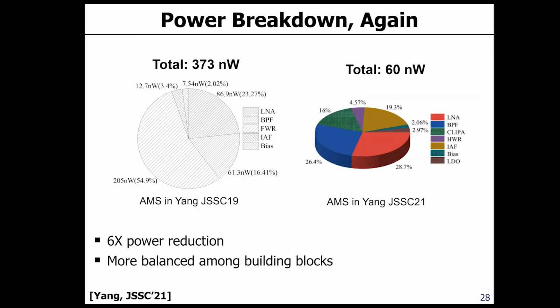Now going back to the analog front-end circuit design, the power consumption breakdown. The left one is the one that I presented in the first work. It consumes about 373 nanowatts, with 95% of the power consumed by the analog circuit. In the second version, where the linearity is severely relaxed, the total power consumption is only 60 nanowatts. Now everything is more balanced. So we achieve about a 6x power reduction by taking this non-conventional route that relaxes the linearity.